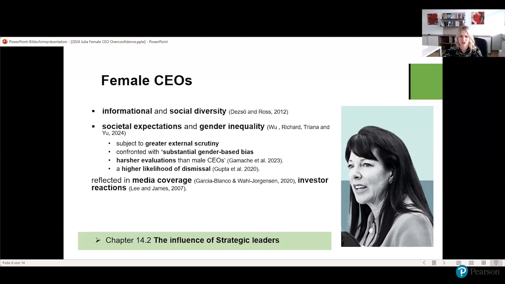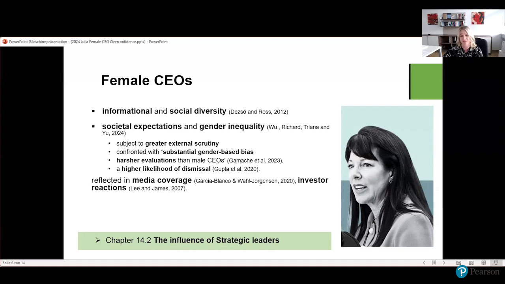So previous research has shown that female CEOs are still subject to greater external scrutiny. So there are much harsher evaluations going on in companies with female CEOs compared to male CEOs, either by media coverage, by investor reactions, or by activist investors that are approaching companies. And you can see a higher likelihood of dismissal of female CEOs, and you can already see that when female CEOs are negotiating their severance agreements at the point of appointment. So they are already expecting this higher likelihood of negative evaluations.